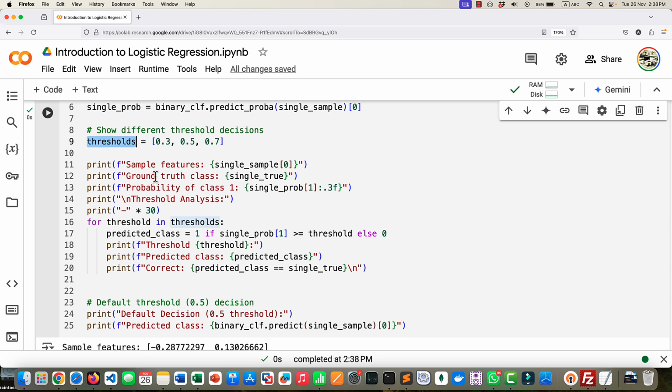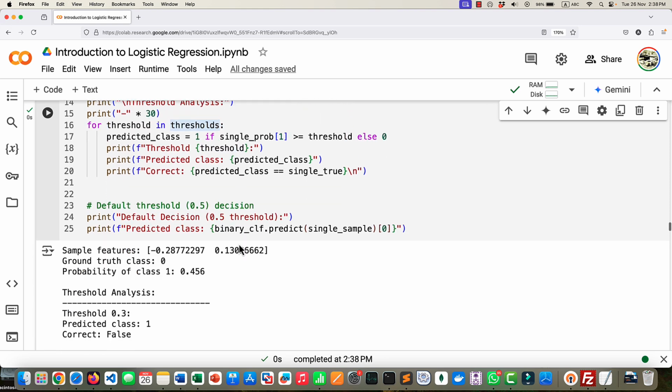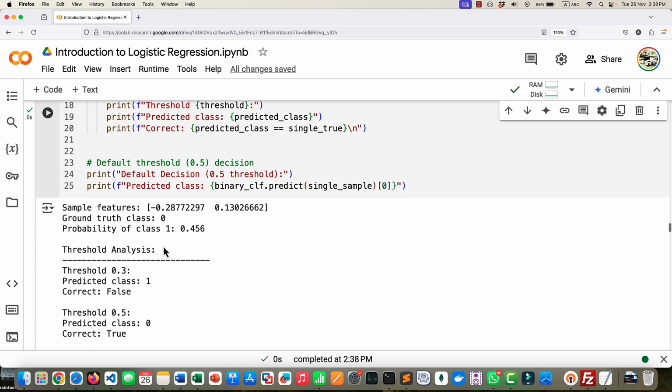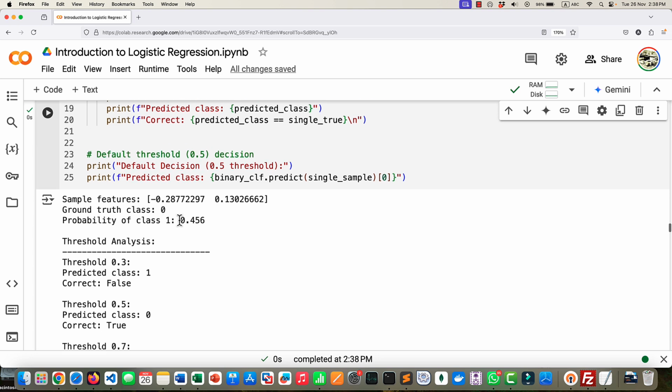Okay, so here it will show the class probabilities, and based on this, these are the class probabilities. Probability of the class is 0.46. Look, this is because it's very close to 0.5. Okay.